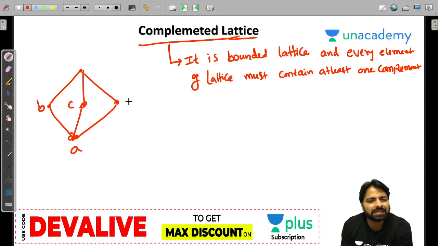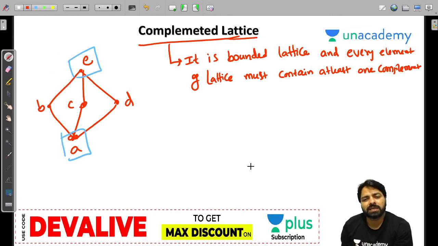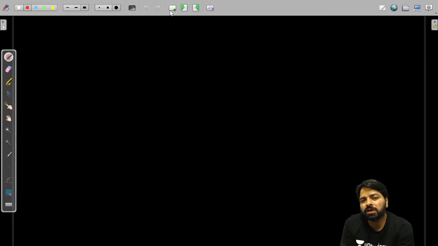A, B, C, D, E. This is one of the GATE questions. Now first identify the upper bound and lower bound. Without them you can't compute the complements. Then what is the complement? First you should know the complement. Suppose X complement is Y. X complement is Y, or X and Y are complements of each other.